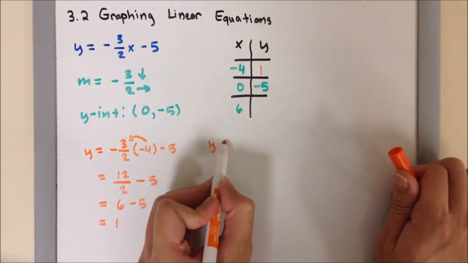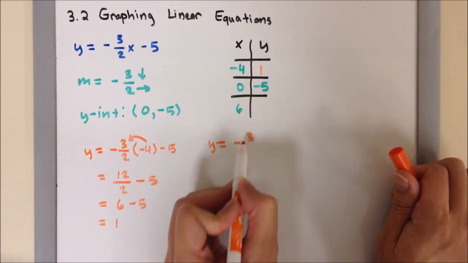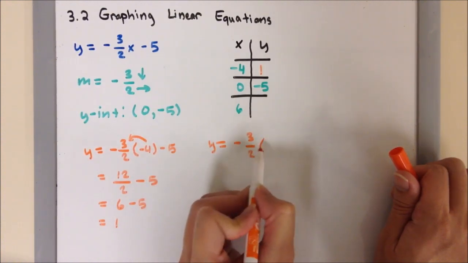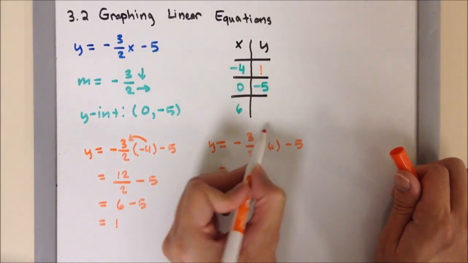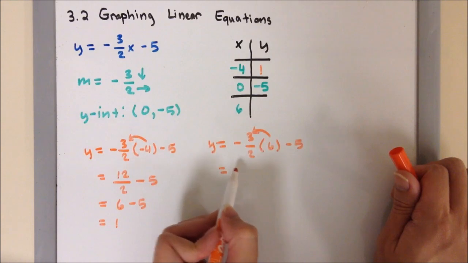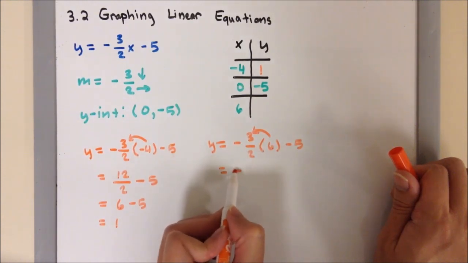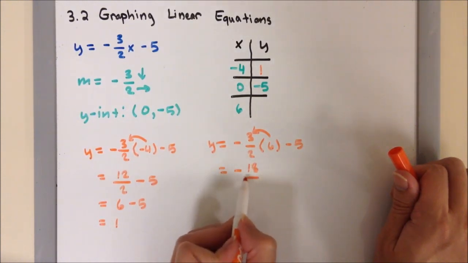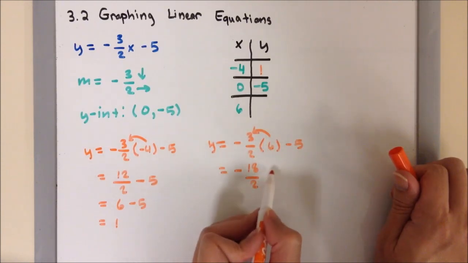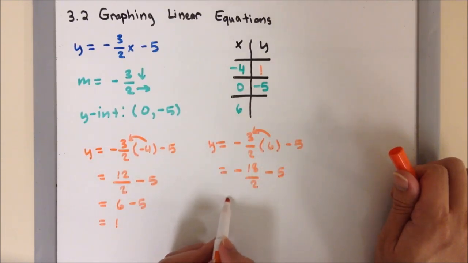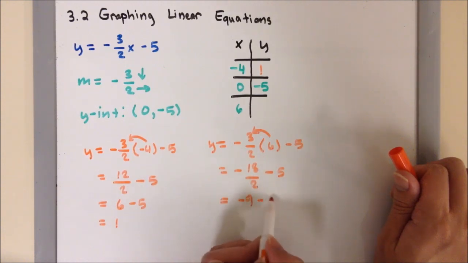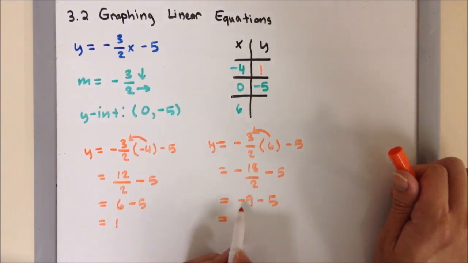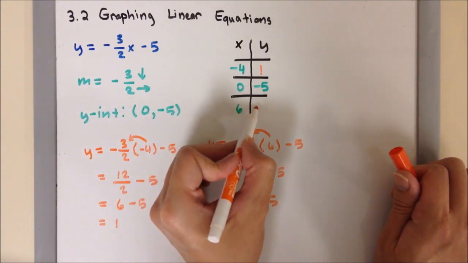Next, we do the +6. -3/2 times +6 and then -5. So again, whole number times numerator. So this will be -18 over 2 because negative times positive is negative, and then -5. -18 divided by 2 would be -9, minus 5. So -9 minus 5 would be -14. So my y value will be -14.